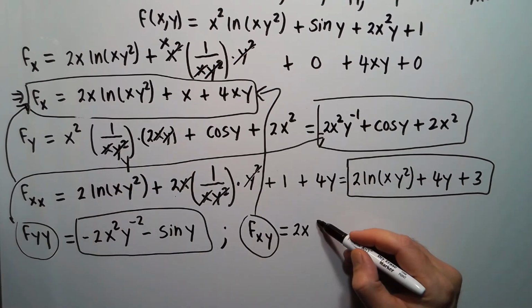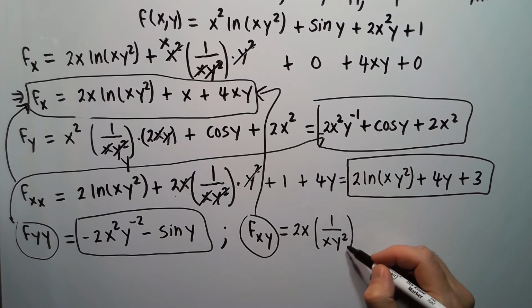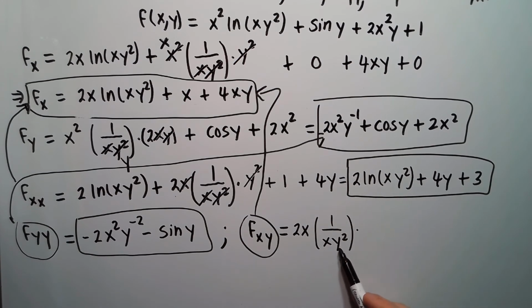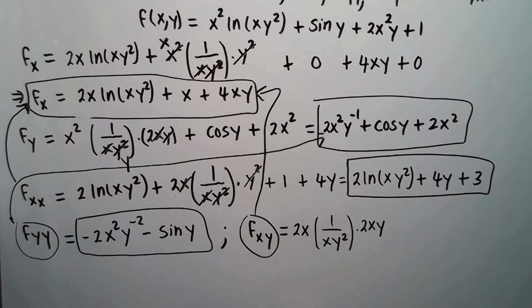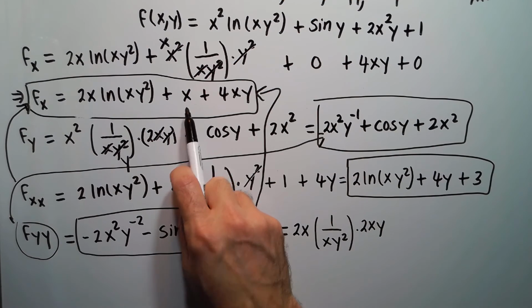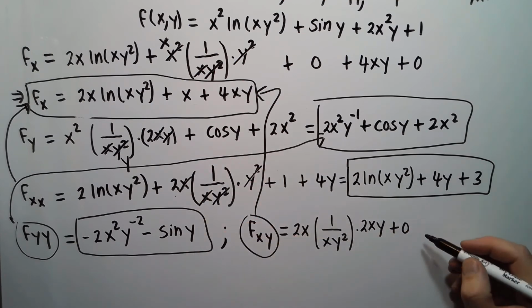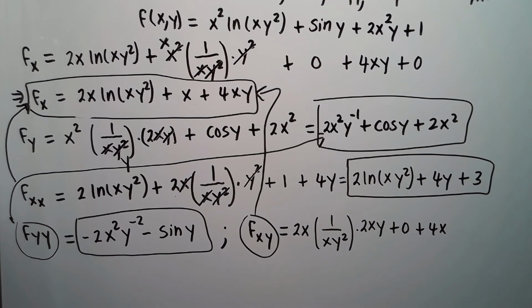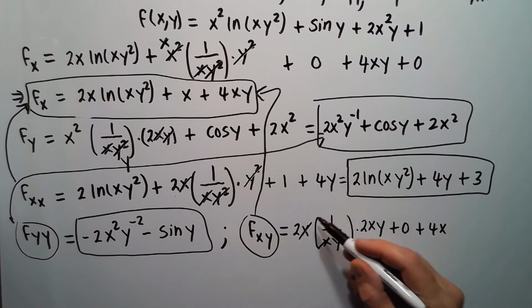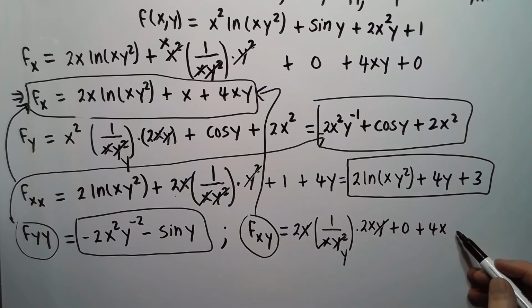times derivative of ln, so it'll be 1 over xy squared times derivative of xy squared with respect to y will be 2xy. Then derivative of x with respect to y would be 0, because it's plus 0. And derivative of 4xy with respect to y would be 4x. Okay, now let's simplify this a bit. So it looks like a factor of x crosses off here, and a factor of y crosses off. So I'm going to write my final answer over here.